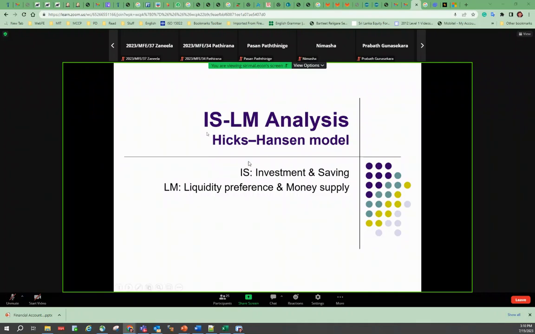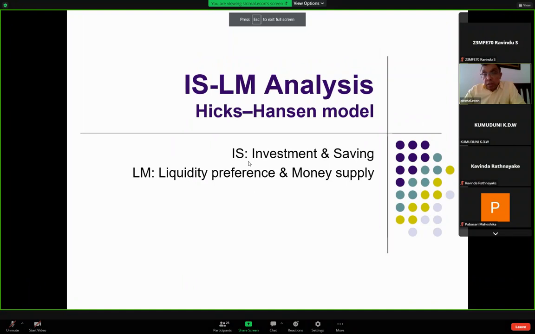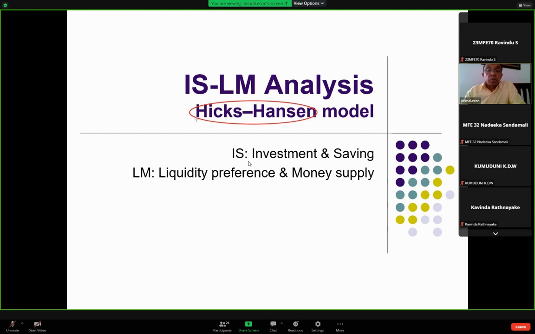Now we are going to combine the two markets. Output market with the IS line and money market with the LM line. This is an analysis that came out from Keynesian tradition, but after Keynes. These are the economists who improved this, Hicks and Hansen. So that's why it is also called the Hicks-Hansen model. IS stands for investment and savings, and LM for liquidity preference and money supply.